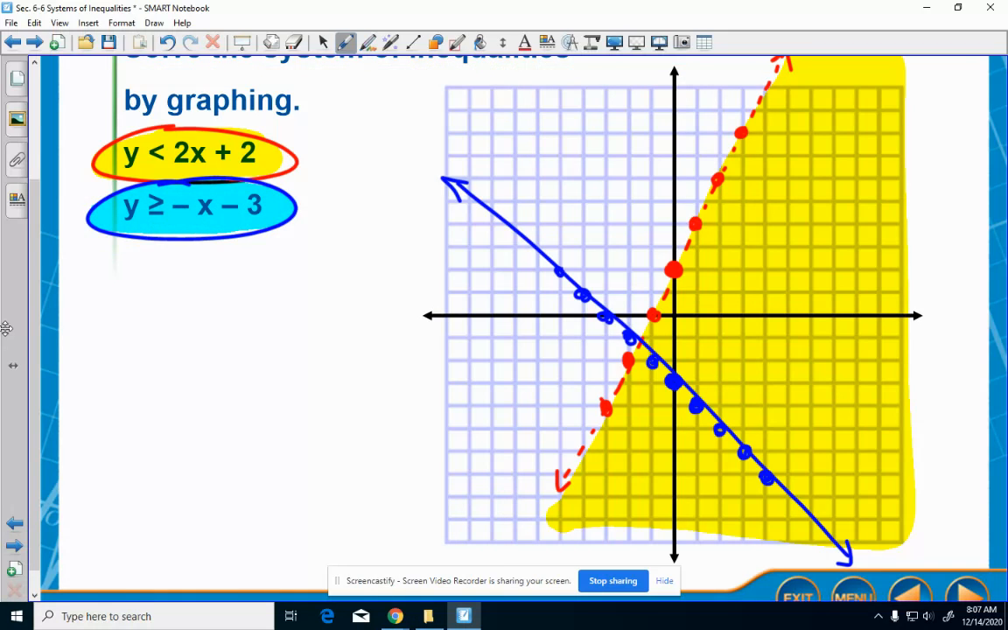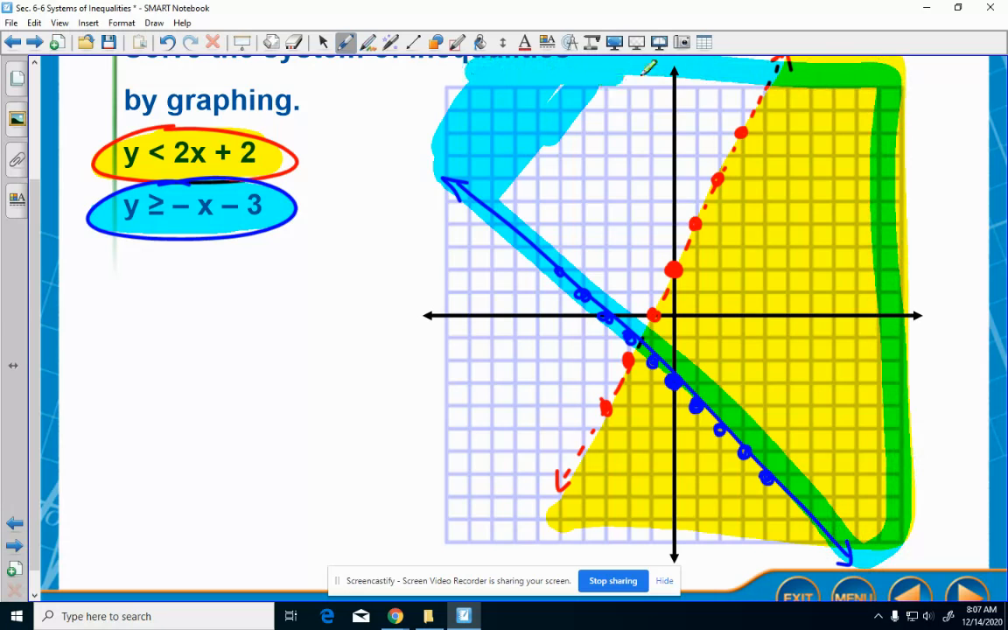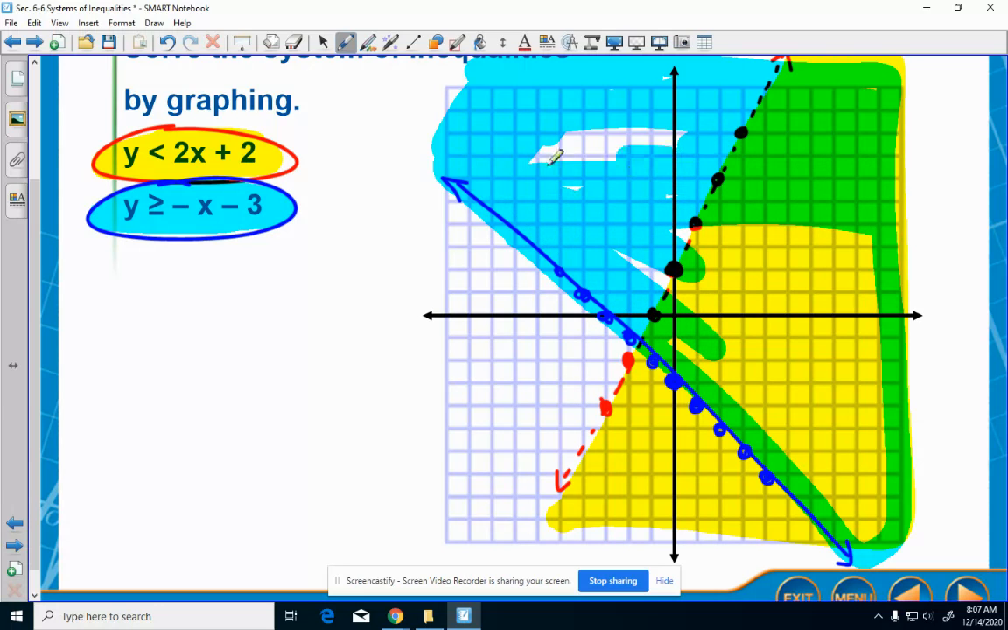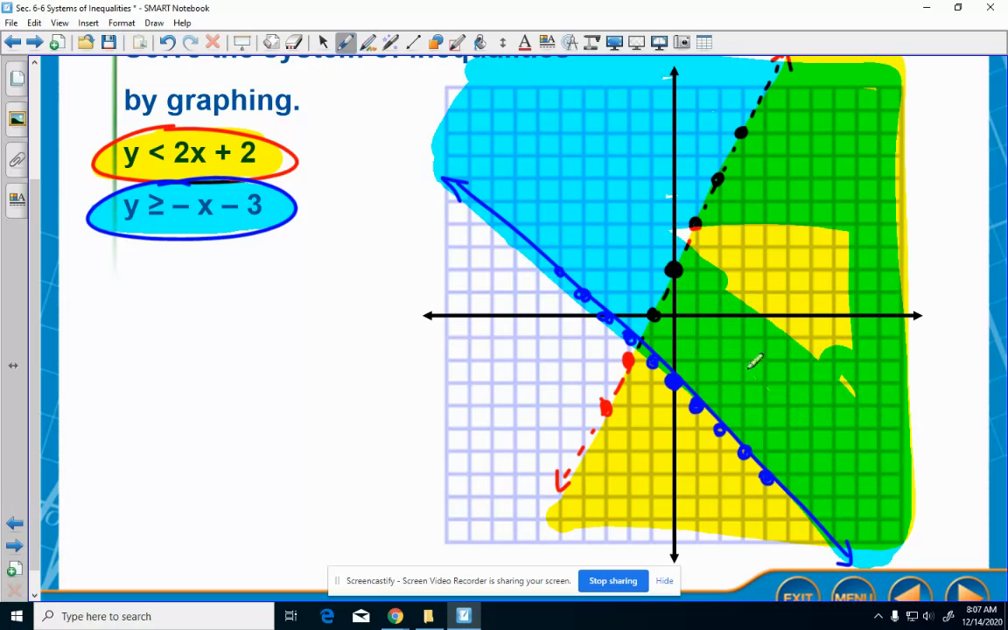So what is above the blue line? That would be this stuff that is up here. This is above the blue line. Now you'll notice when I color this that the blue and the yellow will turn green. That green is going to signify my solution area. With a system of inequalities, it's not necessarily about the point that they share in common, but rather the area that they share in common. So in this particular case, anything that is in the green is a solution.